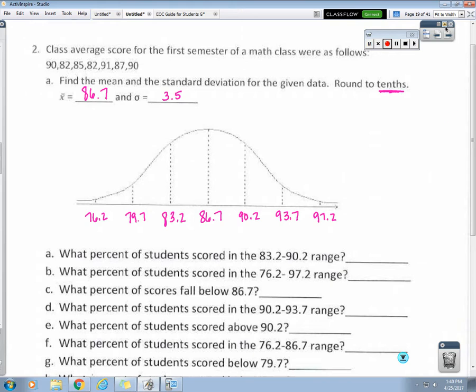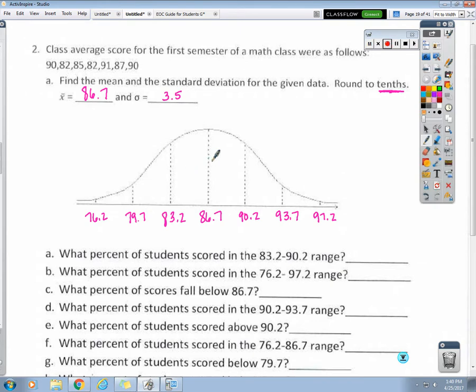Okay, so now we need to label the percentages. What percentage are these two? 34 and 34. Because remember, the rule is the empirical rule, also called 68, 95, 99.7. The first two add up to 68. The 4 add up to 95, so that would make each of these what? 13.5. And then the 6 middle add up to 99.7, making each of these what? And then you know that how much data is under the curve? 100%, so leaving 0.15% for each of these.